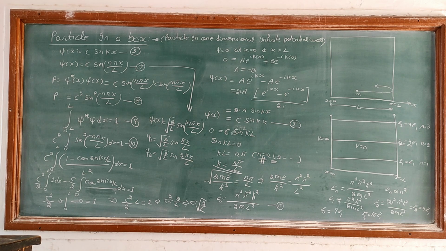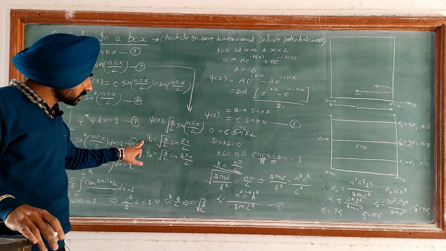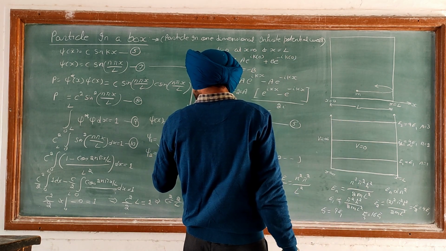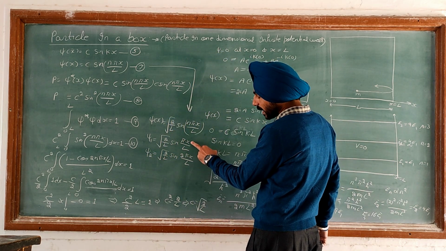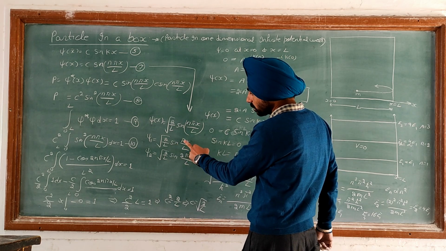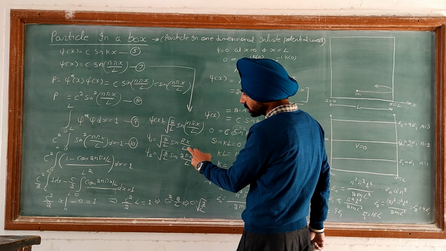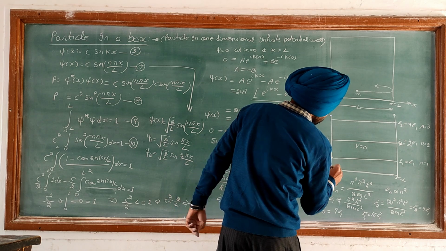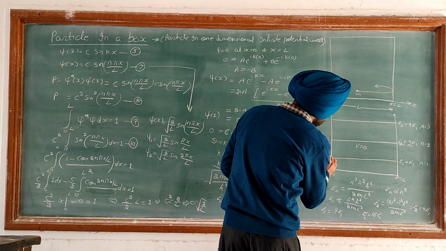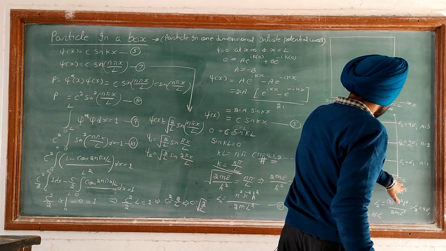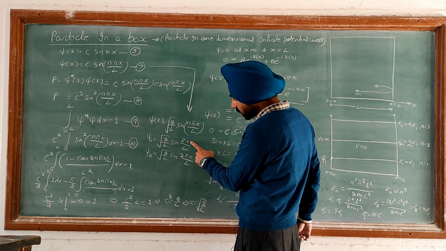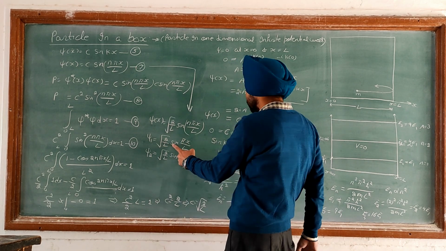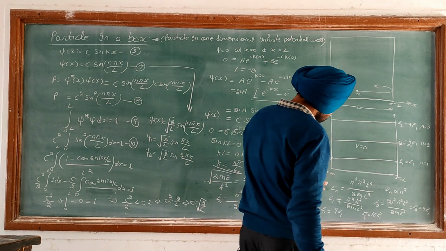If we plot, psi 1 corresponds to E1, n equal to 1. Psi 1 is square root 2 upon L sine n pi x upon L. At x equal to 0, sine 0 is 0, so psi 1 is 0. That means at x equal to 0 the wave function is 0. Here we are plotting psi 1. At x equal to L, L cancels with L, so sine pi is 0 and psi 1 is again 0.